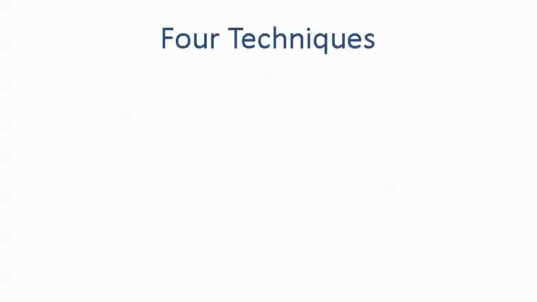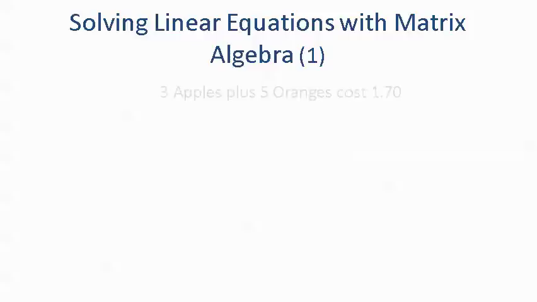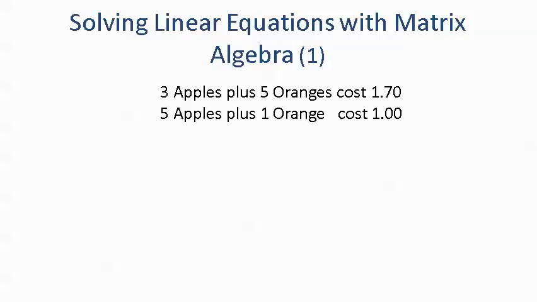We mentioned at the beginning that we were going to use 4 techniques for solving linear equations. We've already looked at substitution. We've also looked at the graphical solution process. This time we're going to look at solving equations with matrix algebra, and then in the next video segment we'll look at Cramer's rule. So let's go back to our original equation. 3 apples plus 5 oranges costs 1.70. 5 apples plus 1 orange costs 1.00. And let's put it into matrix form.